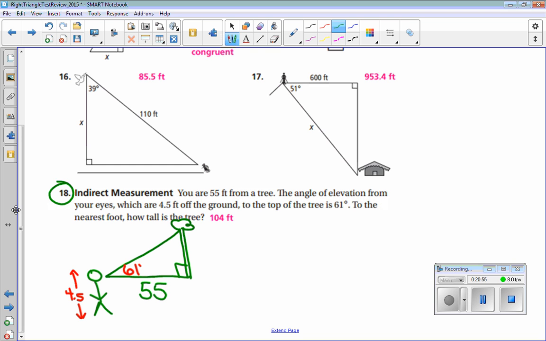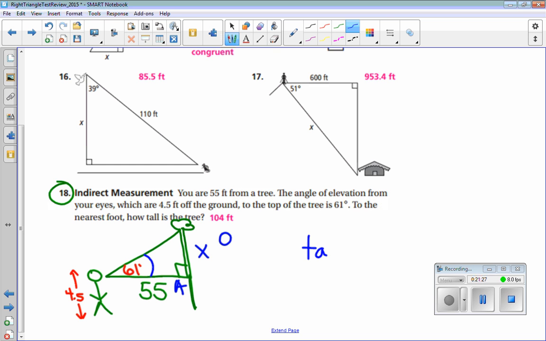Well, we have to remember the tree is going to continue to go all the way to the ground. So we'll add that 4.5 feet at the end. For now, let's worry about just the triangle. Which trig function am I using? Sine, cosine, or tangent? Tangent, because I have opposite and I have adjacent from my 61 degrees. Gabriel, give me the equation. You can do it.